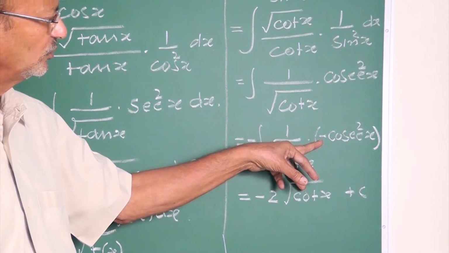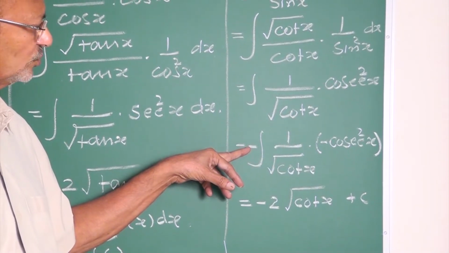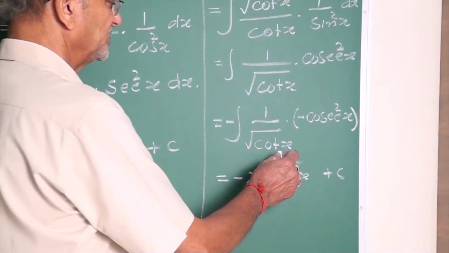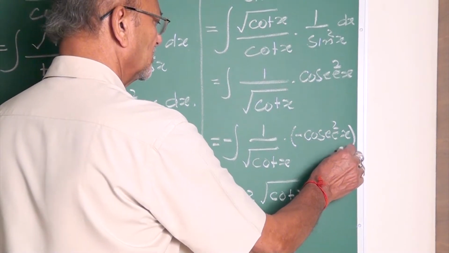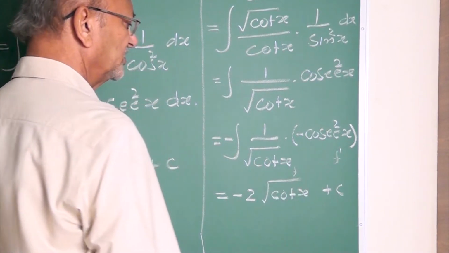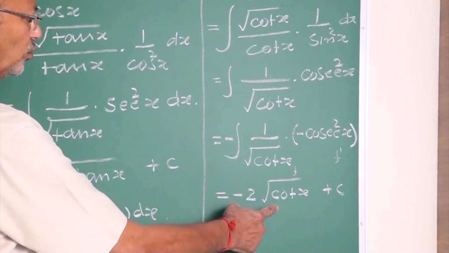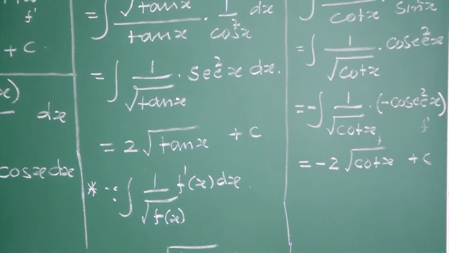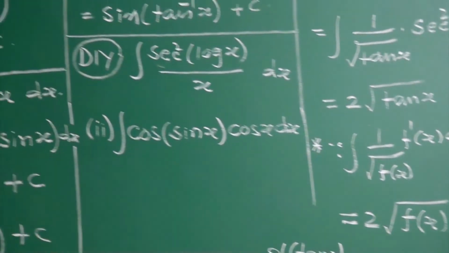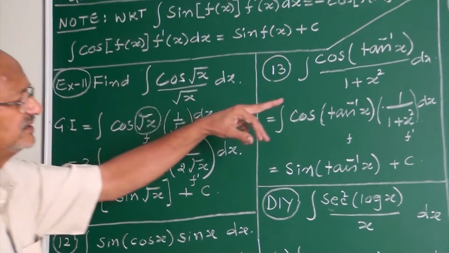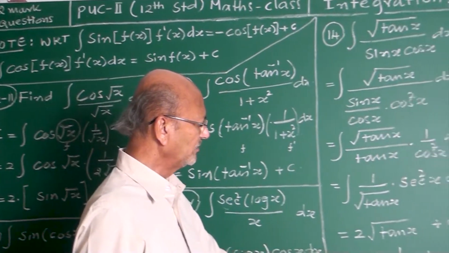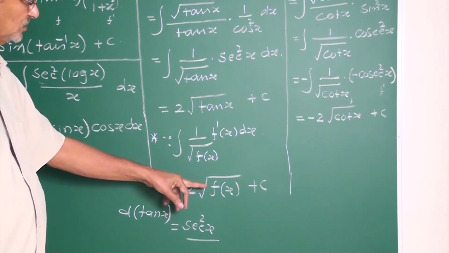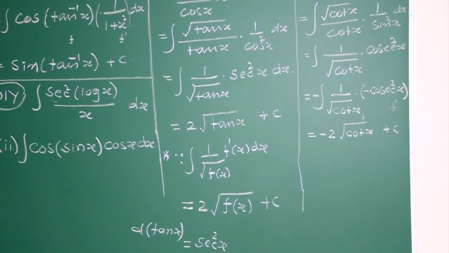This minus is not there, so you take it. Adjust the minus outside also. So it is 1 by root f into f dash. This is f, my friend. This is f dash. This is f. It becomes what? Minus 2 root f plus c. Again, because of this formula. See, my friend, these are 3 or 4 examples based on this formula. And these are the 2 examples based on 1 by root f into f dash is 2 root f. Based on this, just copy, my friend.